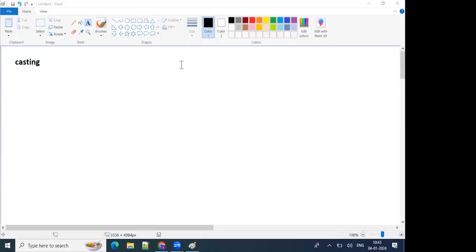So, in the previous class, we were discussing method overriding, right? Let us see a new topic like casting. Casting means converting one type into another type. So we can write what is casting.